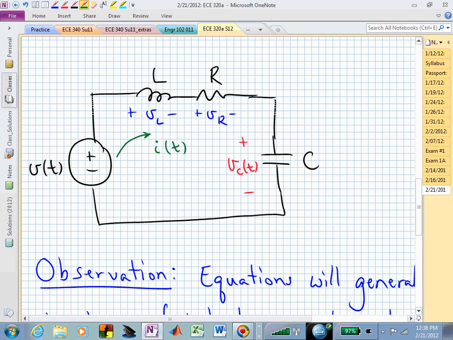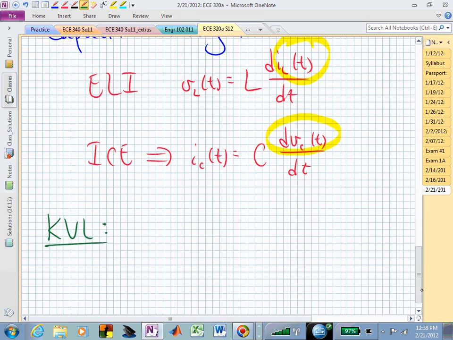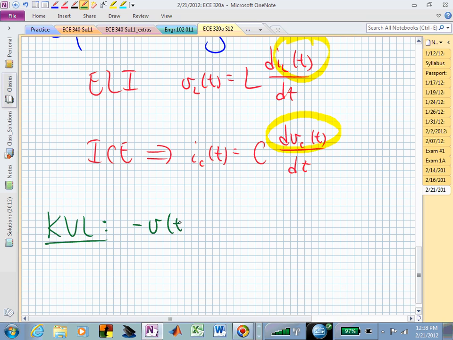That's KVL. Without getting into anything specifically, we have minus V of t, that was our source, plus the inductor voltage, plus the resistor voltage, plus the capacitor voltage. All of those are functions of time, and that now is a true statement associated with that series RLC circuit. We've just created a lot of variables, but that's okay. At least we see what's going on. This is just KVL. There's nothing very difficult about that after you've come out of 220.